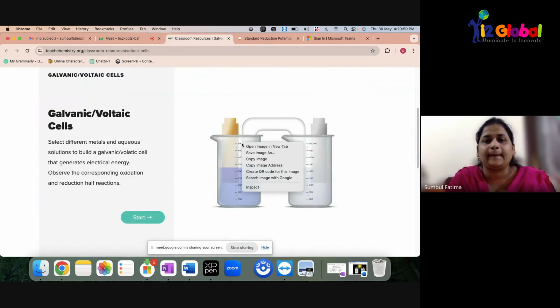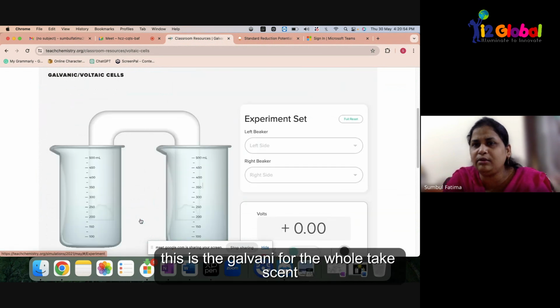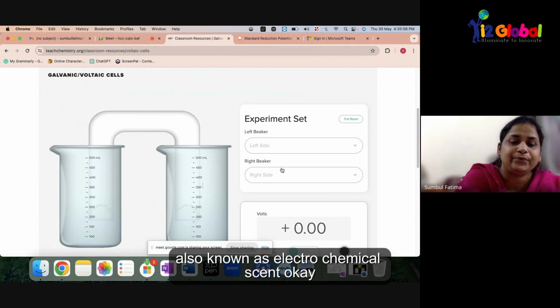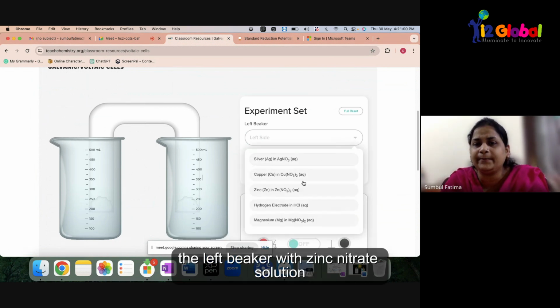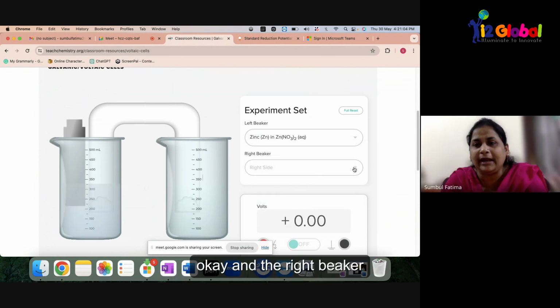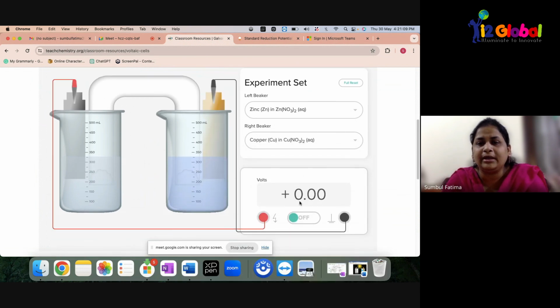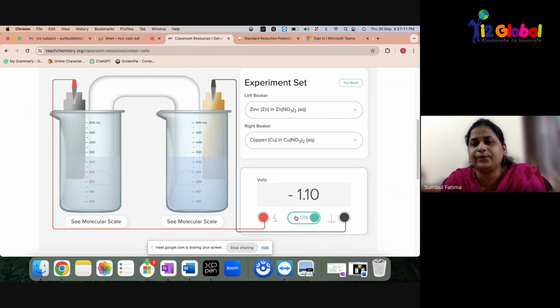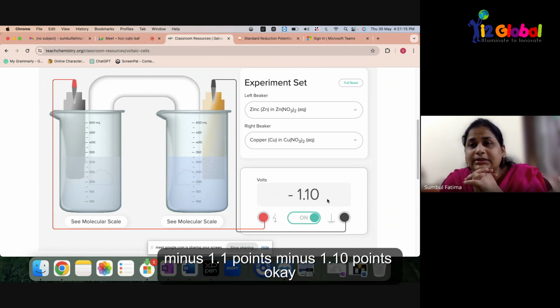Let us start. This is the galvanic or voltaic cell, also known as an electrochemical cell. Here, if I select the left beaker with zinc nitrate solution, and the right beaker with copper nitrate solution, and I turn it on, that will always give you the value of minus 1.10 volts.